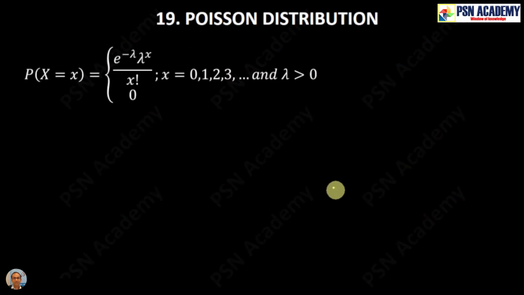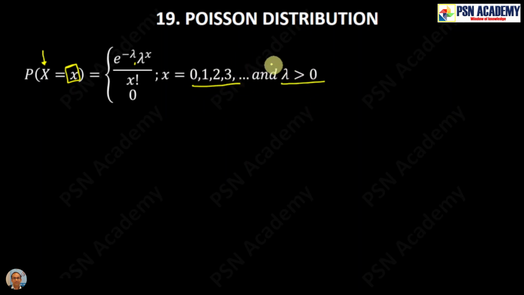The definition of this Poisson distribution goes like this, that if you go for this probability of this random variable x equal to this observation x, then it will be e raised to minus lambda dot lambda raised to x by x factorial if x is 0, 1, 2, 3, 4, 5 onwards, and your lambda must be positive.